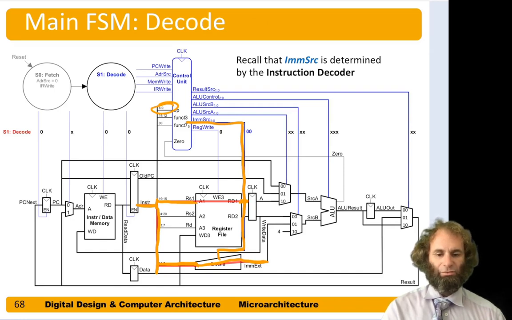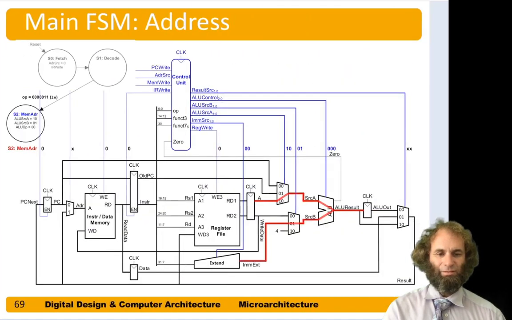So actually there's no control signals at all needed in this state. We just give time for the register file and the sign extender to do their business. Alright, so that was decode. Next, depending on the instruction, we'll go and do the third step.